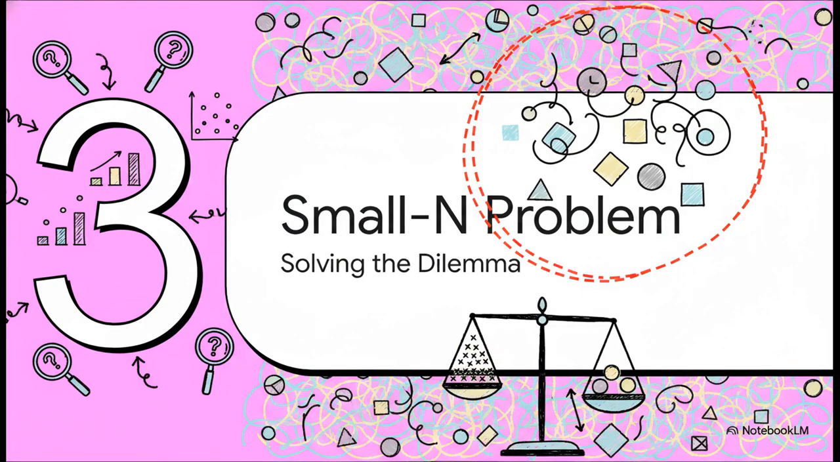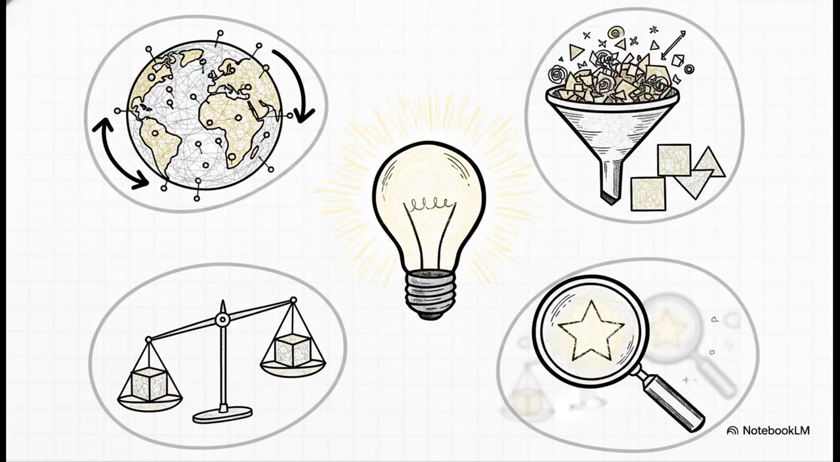Moving on to section 3, solving the small n problem. Now, Lijphart wasn't blind to the challenges of his method. He directly addressed what we call the small n problem. In statistics, n just stands for the number of cases. So the principal difficulty facing us comparativists is trying to establish big scientific generalizations when you have tons of variables but very few actual cases. To empower you to conduct valid research, Lijphart outlined 4 specific strategies to solve the small n difficulty.